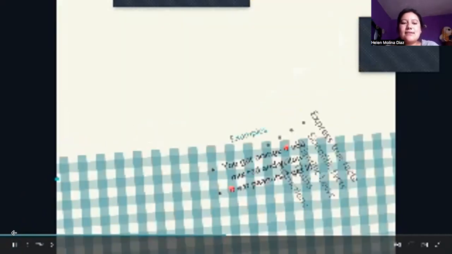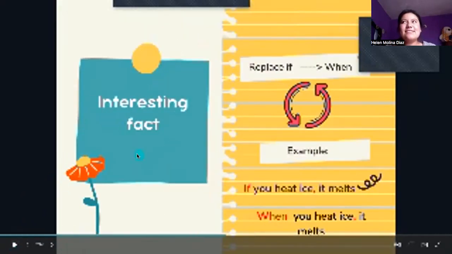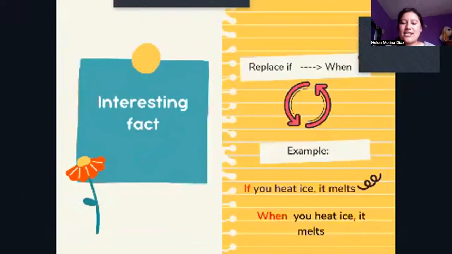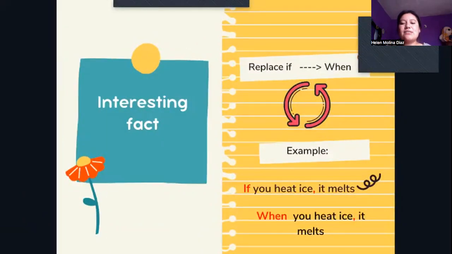The next is an interesting fact. If it is a zero conditional, you can substitute or replace if with when without altering the meaning of the phrase. For example, if you heat ice, it melts. This is the basic zero conditional structure: if is the condition, you is the subject, heat ice is the present simple, comma separates the condition, it is the subject, and melts is the present simple.